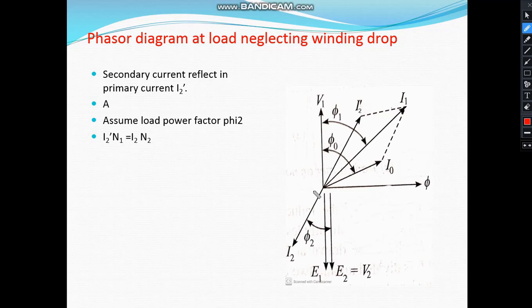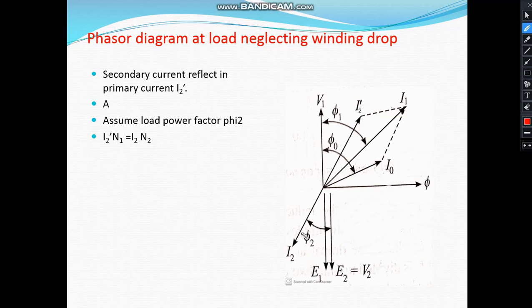Now the extra thing is the current I2. Let us neglect the winding drop. The secondary current has a phase angle phi 2 with the voltage V2. So if this is the secondary voltage V2, then E2 is equal to V2 because we neglect the winding losses.